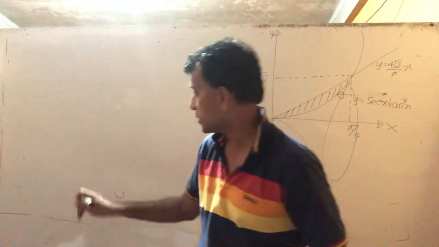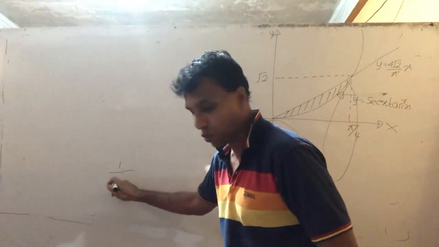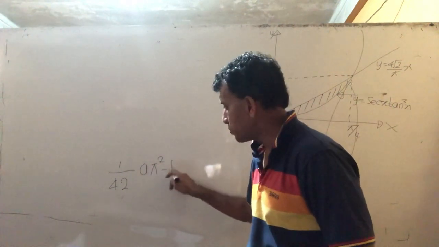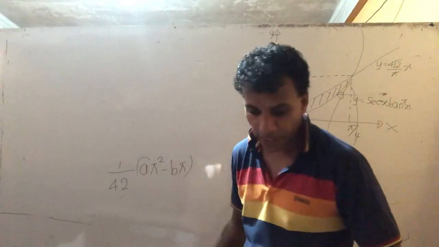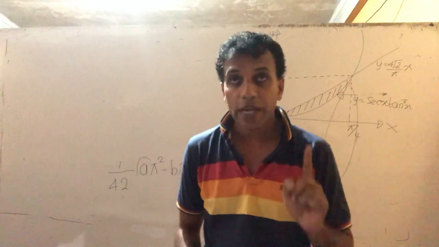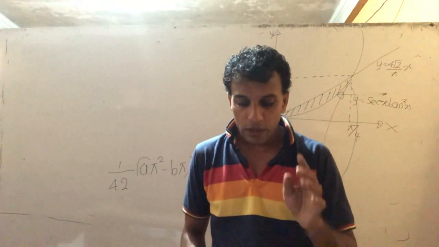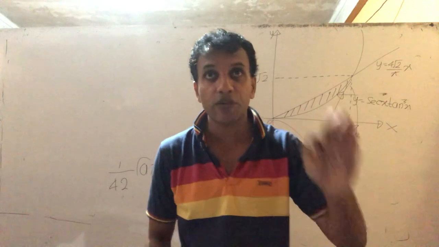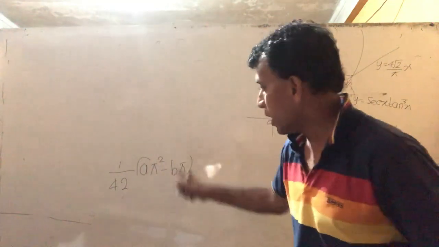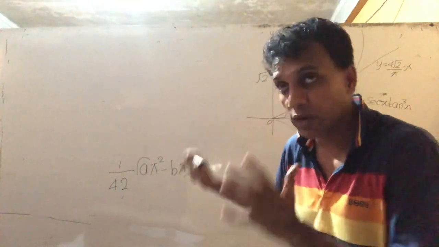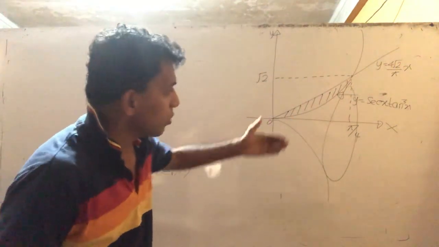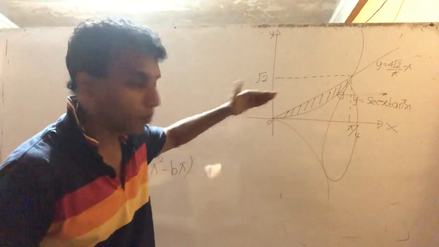They say the volume is 1 over 42 a pi square minus b pi, right? The question is, a rough sketch of the curve and the straight lines are shown here. Given that the volume of the solid form when rotating the shaded region by 2 pi radians or 180 degrees is this many cubic units, find the constants A and B. A simple part, see how to find.